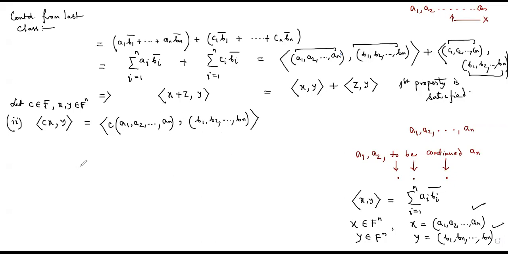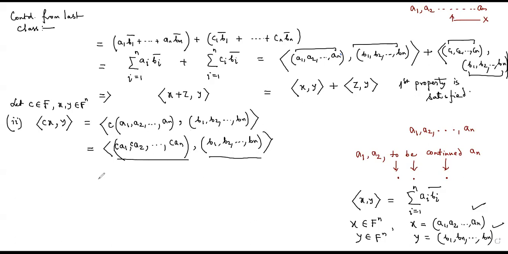Now, how do we multiply the vector by a scalar? In Fn, we multiply each of the components of the vector by the scalar quantity. So we write CA1, CA2 dot dot dot comma CAN. This becomes a component as a whole, and we get B1, B2 dot dot dot Bn as it is. So we are taking the inner product of this component with that component. By definition, just look at the definition.